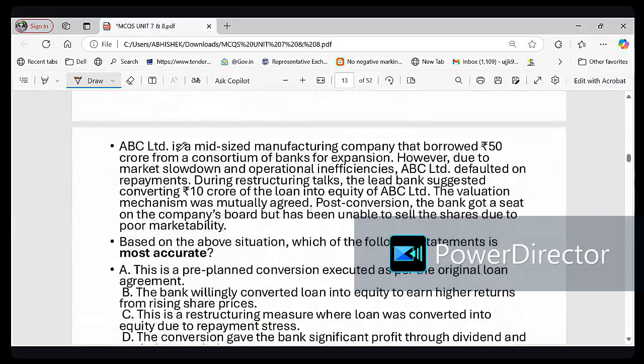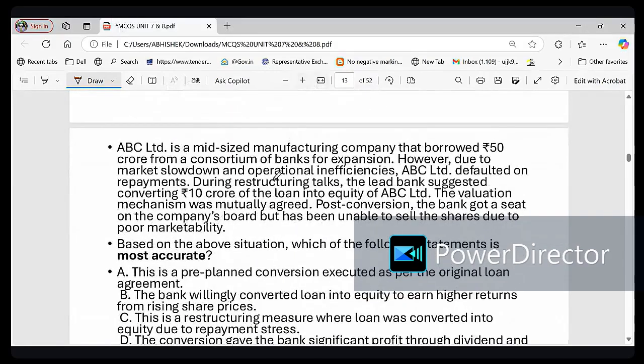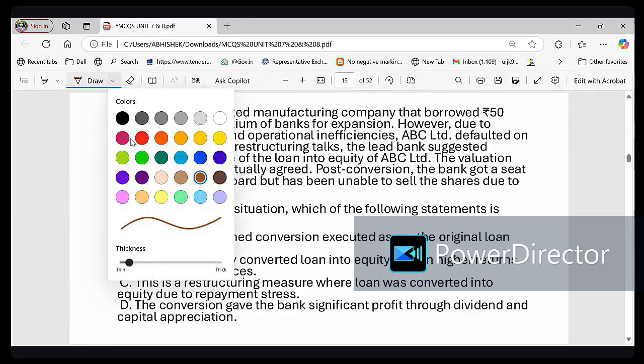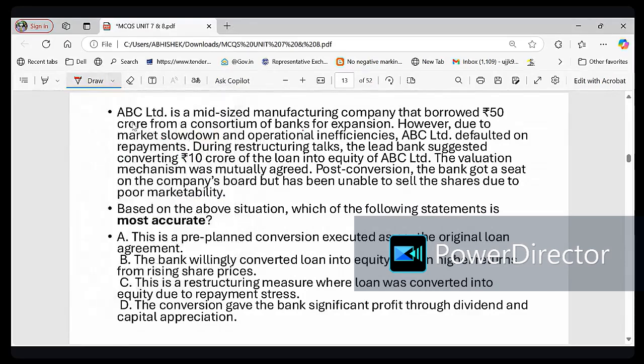Now let's see the second question. Let's come to this particular question and see what it is all about. It is a very important question. A company named ABC Limited took a loan of 50 crore from banks.